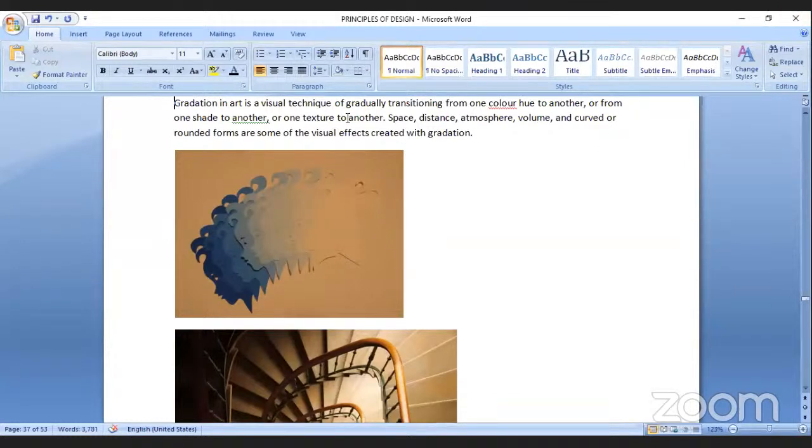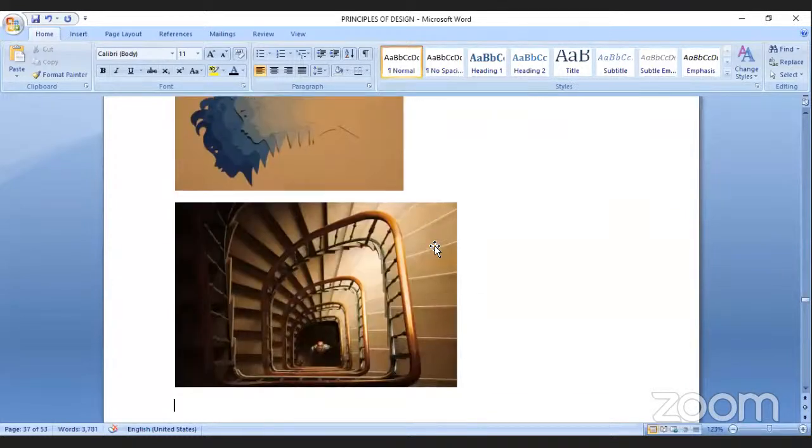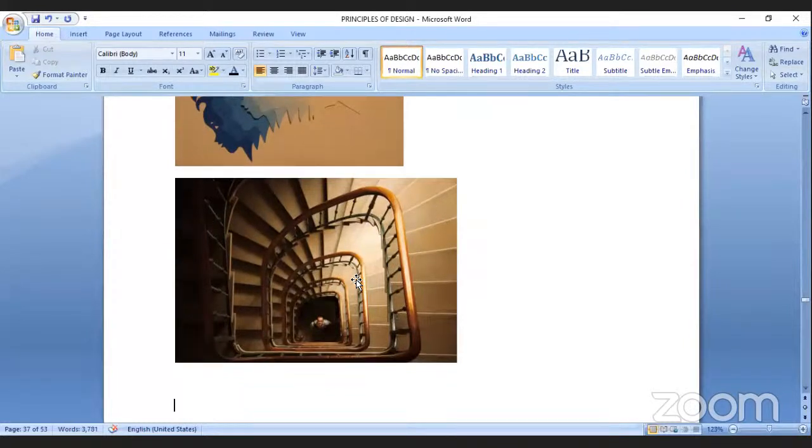Yes, we have discussed this. I'm just going through it very quickly because we have some others. Then we'll go for the questions. Gradation is a technique where the color hue transitions from one shade to another. This is an example for gradation. This also is an example for gradation. Color, if you see, dark to light. Very interesting.